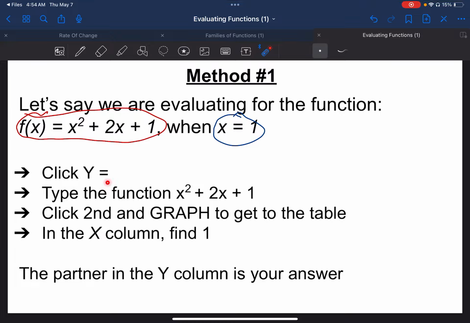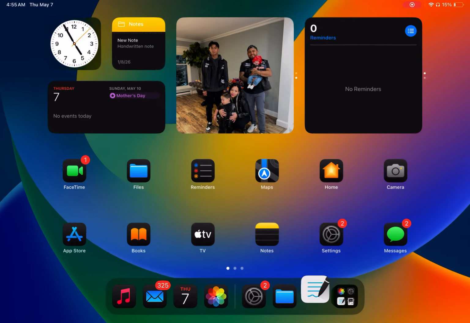So you will click on y equals. You will type this side of the function, so this side over here, right? So x squared plus 2x plus 1. You click second and graph to get to the table. And in the x column, you find 1 because that is the input that we were given. And then the partner in the y column, or like the output in the y column to 1, that is your answer. So we're going to do that in the calculator now.